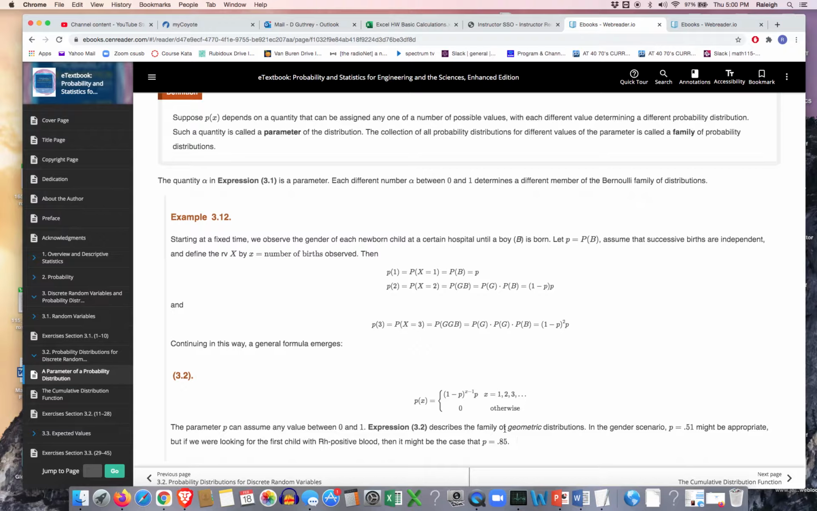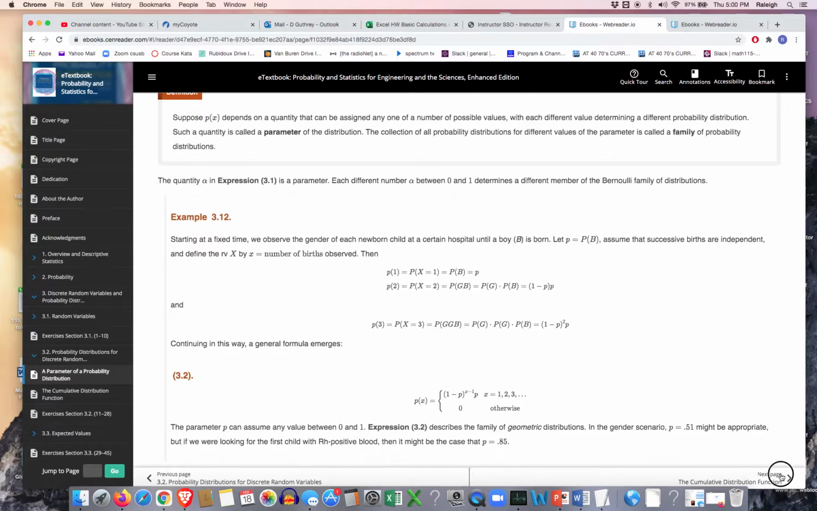It is also known as the family of geometric distributions. We'll refer back to that again. Might be appropriate, but if we're looking for the first child with Rh positive blood, not necessarily O positive, but any positive, A or B or AB or O, anything with positive, that turns out to be an 85% chance. So that would change things quite a bit. So it's nice to have a general formula in case you're looking for not girls versus boys, but event A versus event B, event positive blood versus event negative blood, that sort of thing.